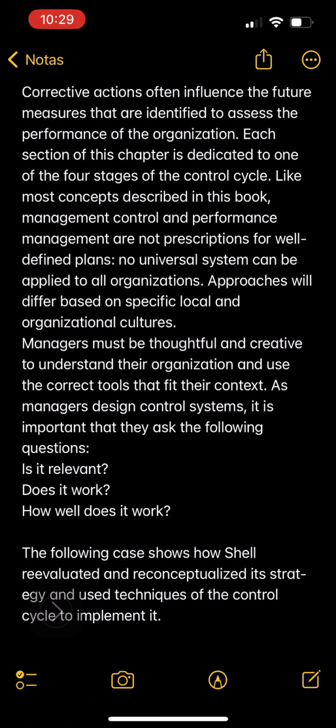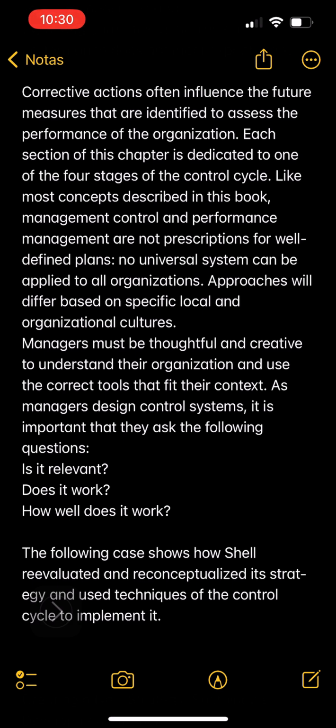Like most concepts described in this book, management control and performance management are not prescriptions for well-defined plans. No universal system can be applied to all organizations. Approaches will differ based on specific local and organizational cultures. Managers must be thoughtful and creative to understand their organization and use the correct tools that fit their context. As managers design control systems, it is important that they ask the following questions. Is it relevant? Does it work? How well does it work?